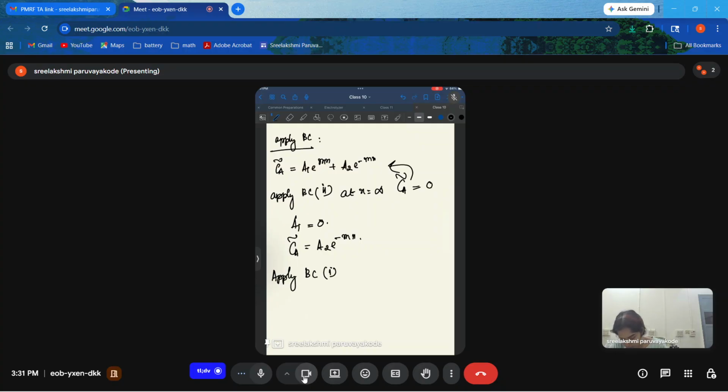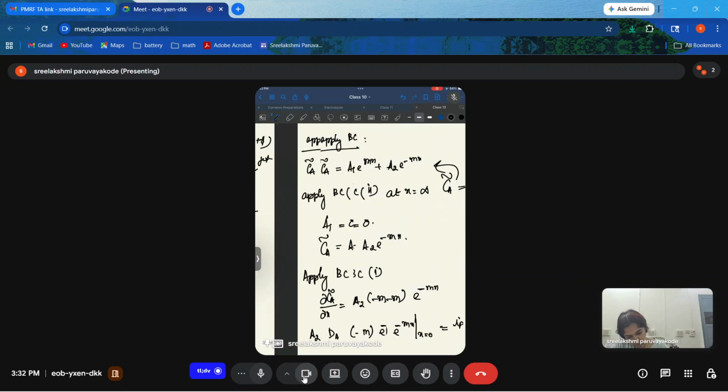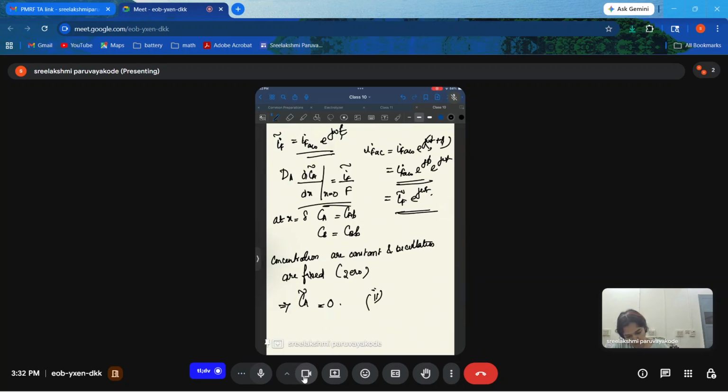Now let's apply boundary condition 1, where you see ∂CA by ∂x equal to minus m A2 e to the power minus mx. Now we have to substitute and find out. So how do you proceed with that? dA times minus m A2 e to the power minus mx at x equal to 0 equal to IF. So this is the equation which we are talking about, right?